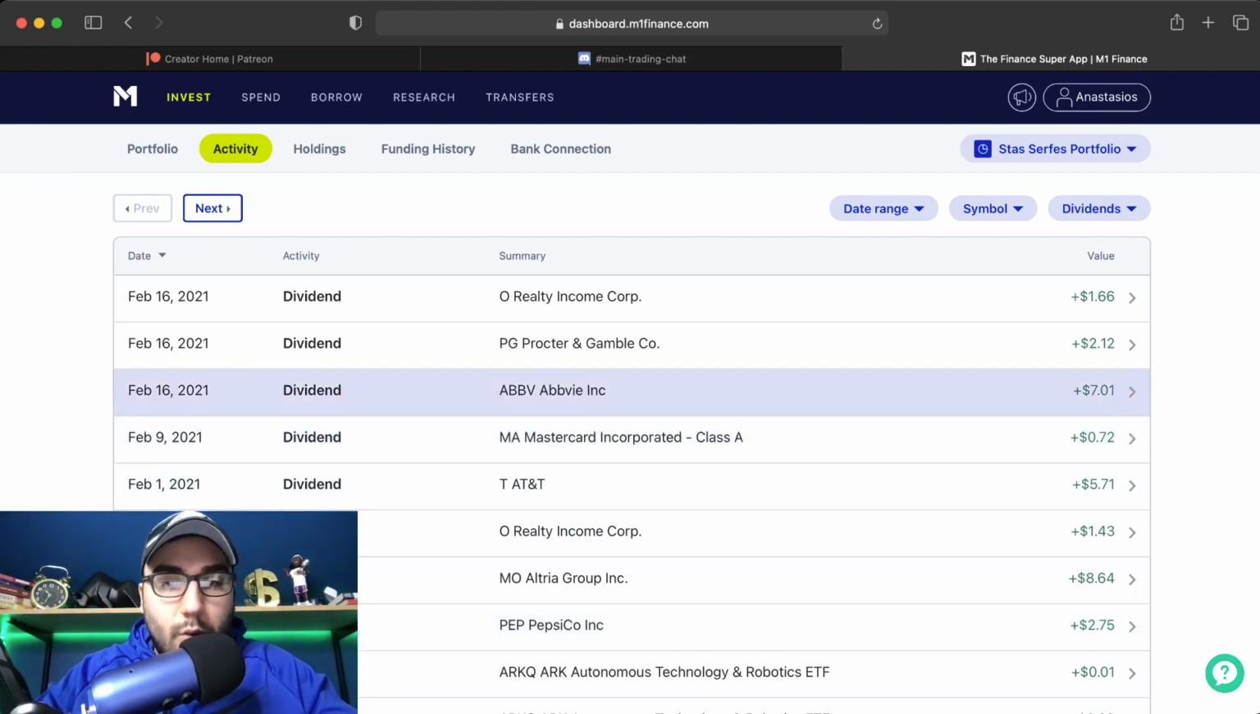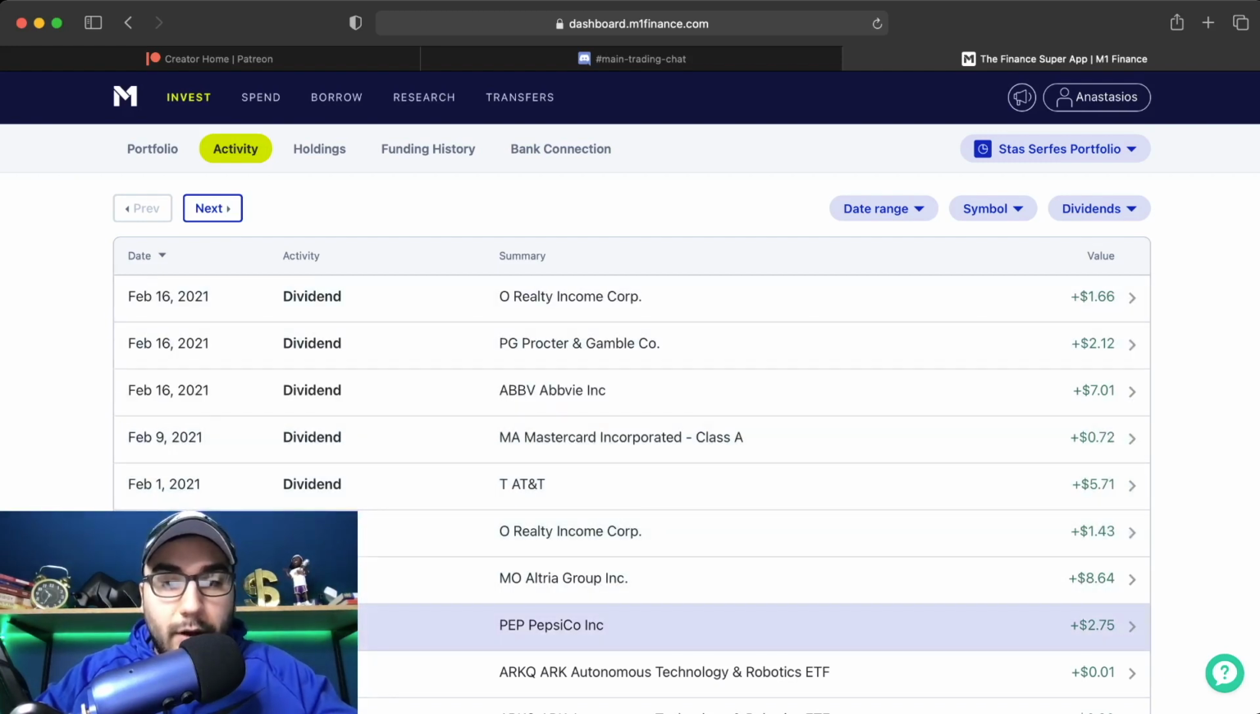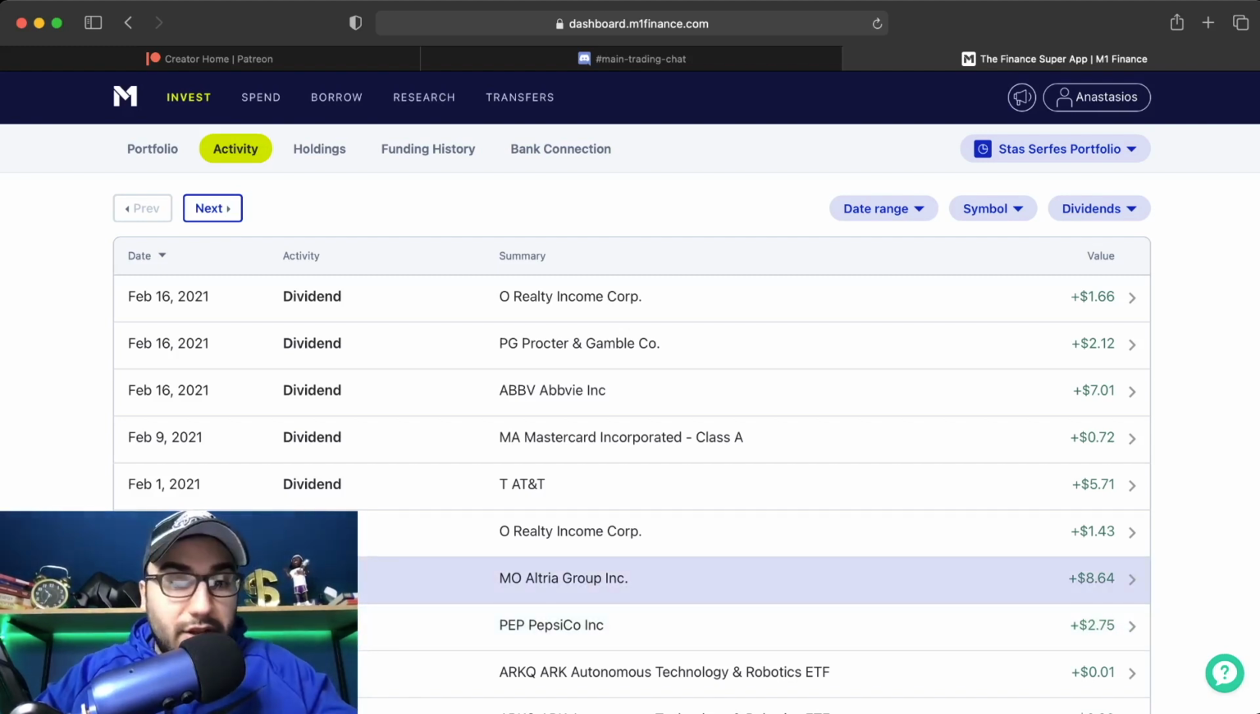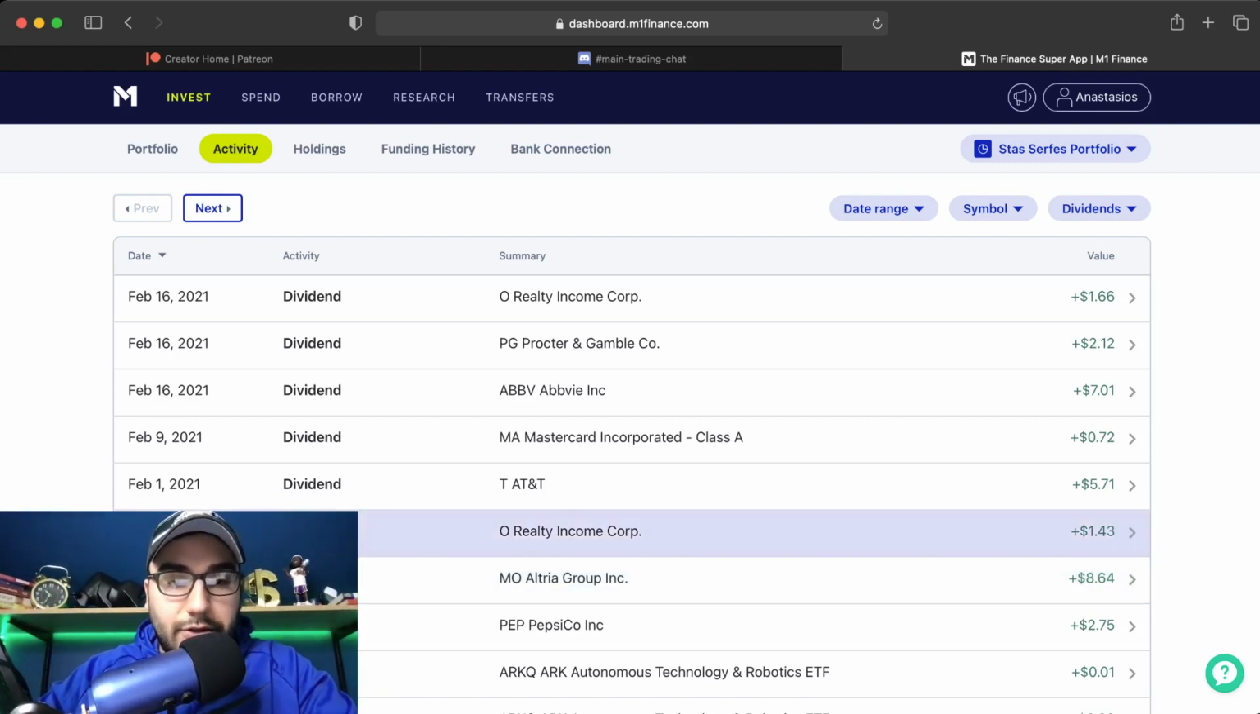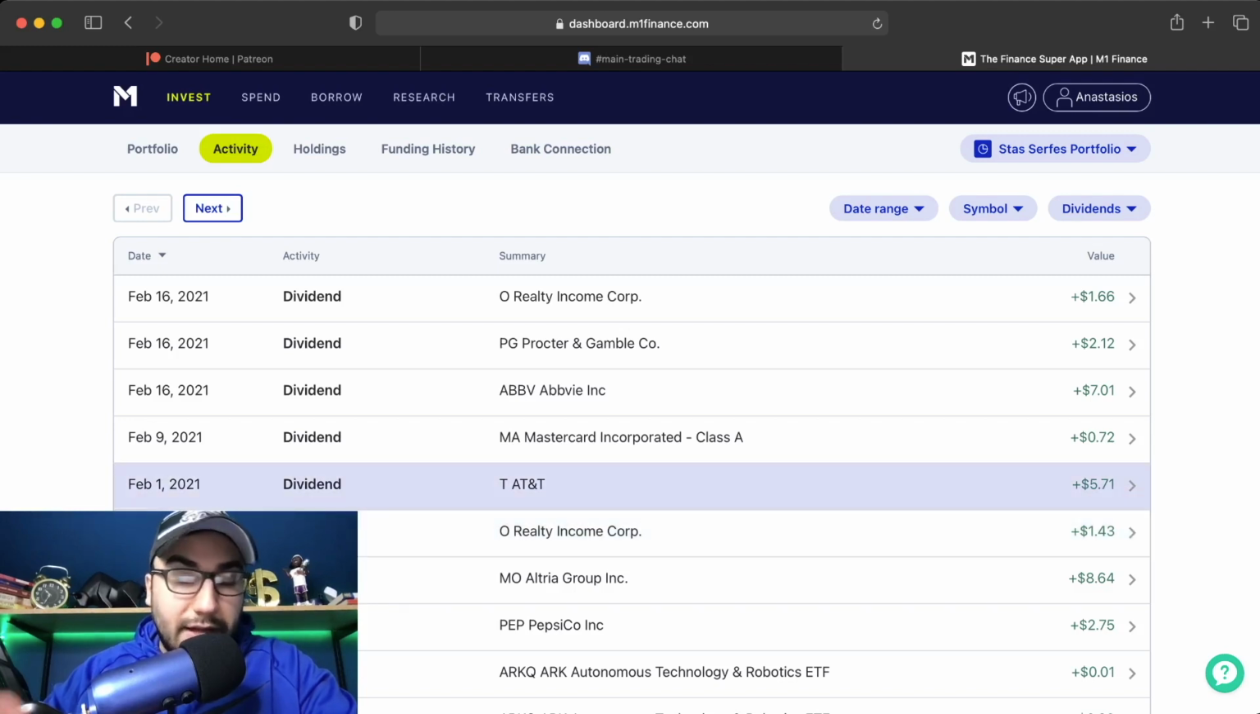In 2021, this is what we've made above this highlighted bar right here. We made $275 from Pepsi, made $8.60 from Altria, which is why I love that stock. I love it for dividends. Guys, look, $8 and I only own about $500 of the stock, and that's quarterly. So that's great. Realty income there, $1.40. That's monthly. That's a REIT. AT&T, there we go, $5.71. That's a nice dividend there.